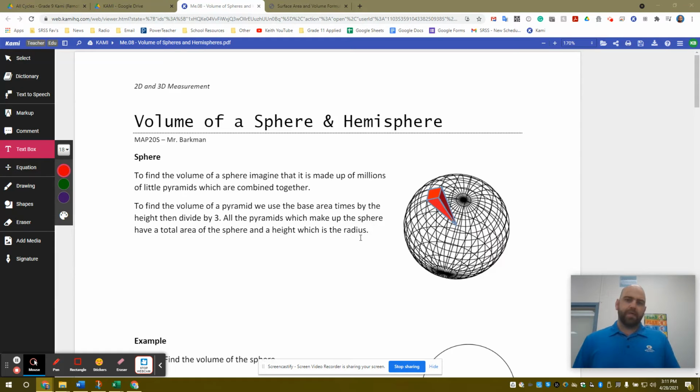So this lesson that we're going to take a look at right now is going to deal with the volume of a sphere and hemisphere. Now we've taken a look at surface area already in the past, and now we're looking at volume of these shapes. And so a sphere and a hemisphere, remember, is a ball.